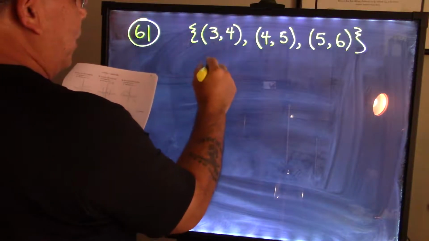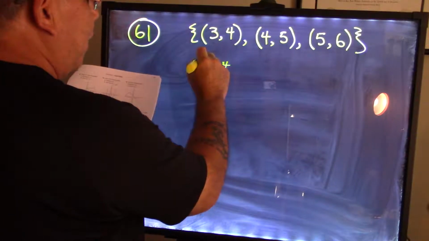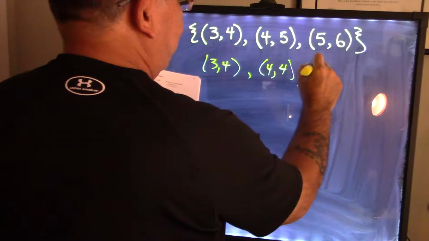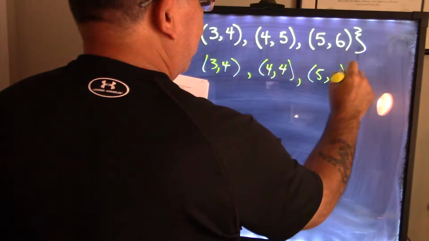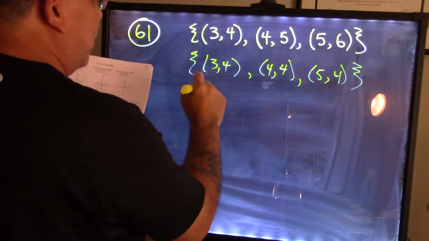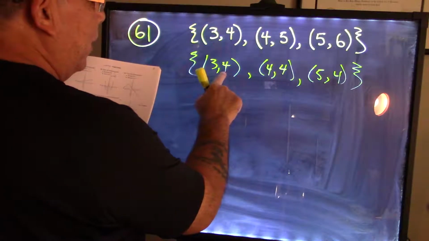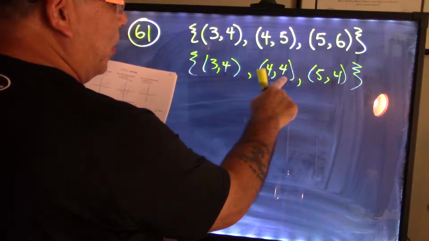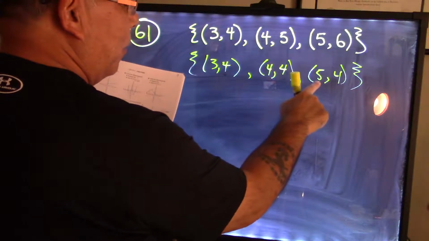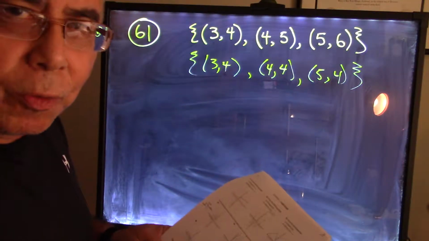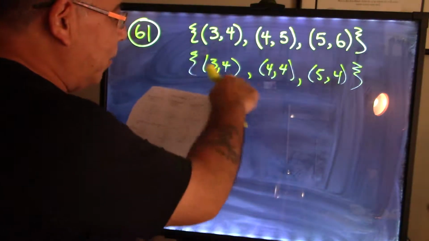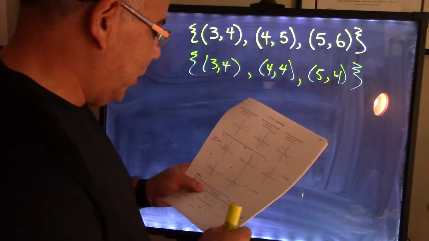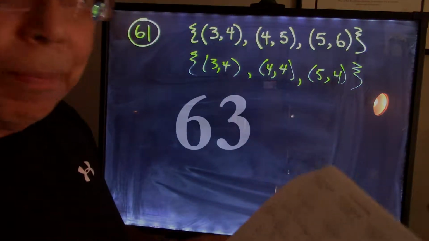Now you could have 3, 4, 4, 4, 5, 4. It would still be a function, all right? Because the x-coordinate in 3, 4, and 4, 4, and 5, 4 is paired with just one y-coordinate. 3 is not paired with something else besides 4. 4 is not paired with something else besides 4. 5 is not paired with something else besides 4. So that would still be a function, okay? So there's your answer. This is a function.